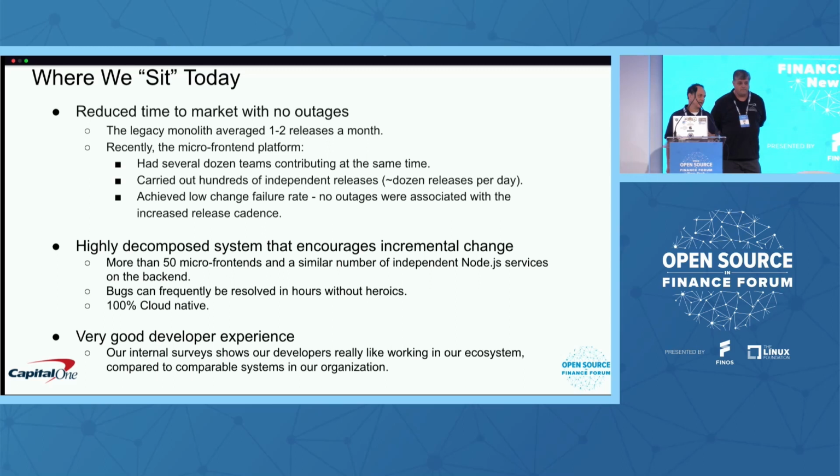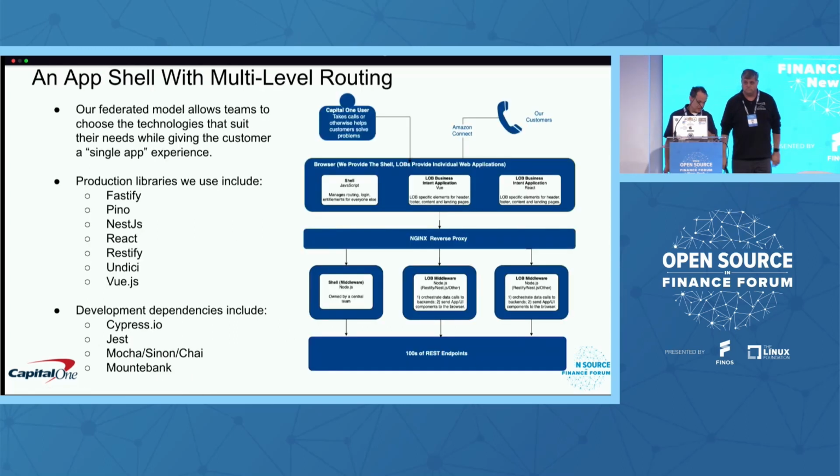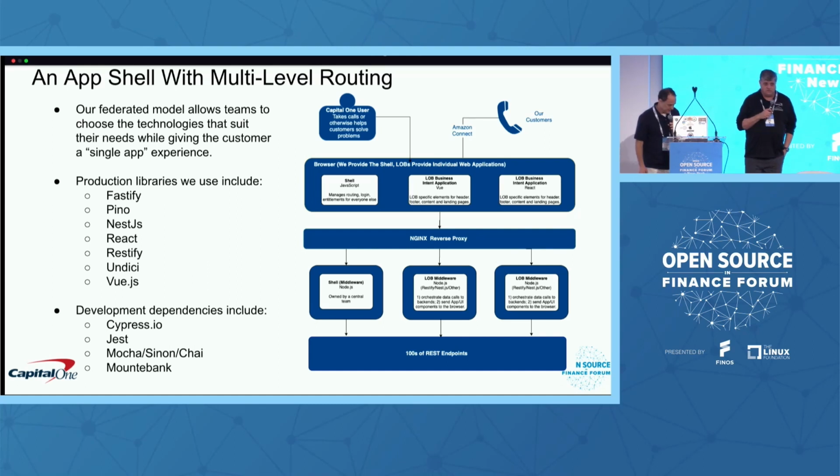We're 100% cloud native, all AWS. Capital One is a big AWS shop. And our developer experience has shown that our developers really like working with the ecosystem, and they also appreciate the community that we've been able to build compared to other systems in our organization. I will now turn it over to Steve to talk a little bit about the technical details.